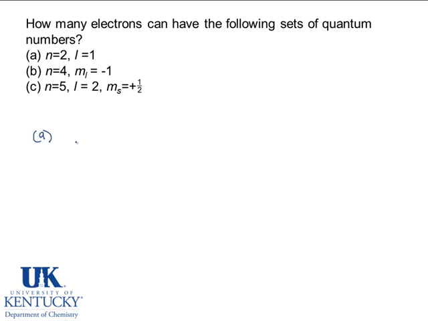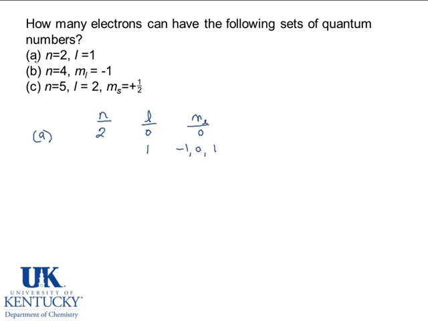For this first one, we know that n is 2, so I'll put a 2 there. And the connection of the possibilities of L when n equals 2: L goes from 0 up to 1 less than what n is, so it'd be 0 and 1. And then let's do all possible m sub L's that have these L's. At 0, this is the only choice. And for 1, we have negative 1, 0, and 1, because this goes from negative L up to positive L by increments of 1.